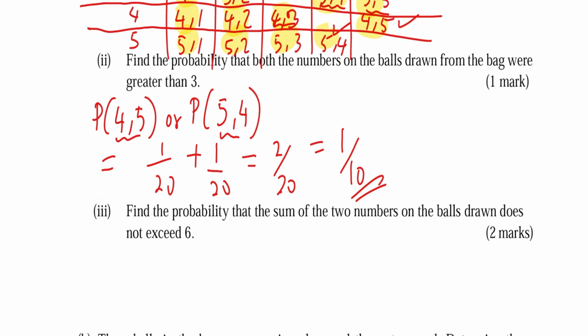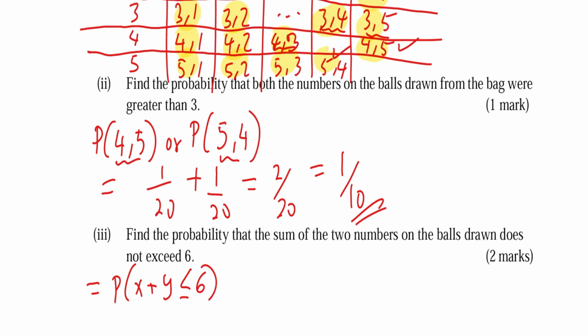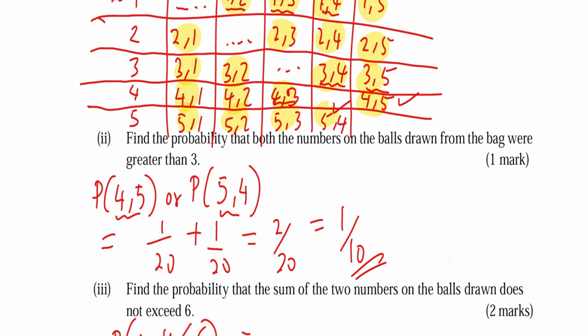An easy question like this. Roman 3: find the probability that the sum of the two numbers on the balls drawn does not exceed 6. So the sum of the two numbers drawn. This means that your sum x plus y should not exceed 6. It is either less than or equal to 6. So in short, which are the two numbers? Meaning, when you see the sum of those two numbers exceed 6.